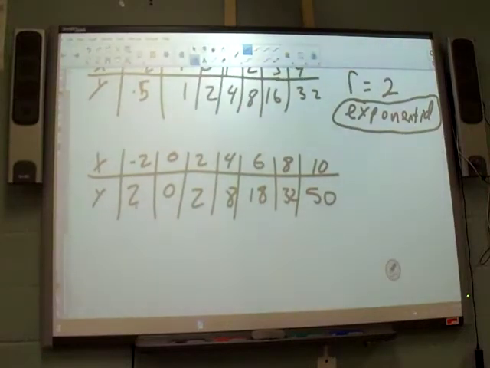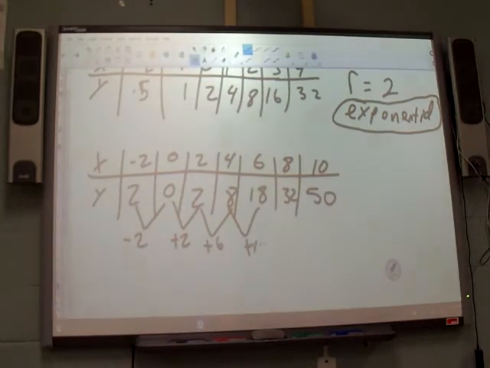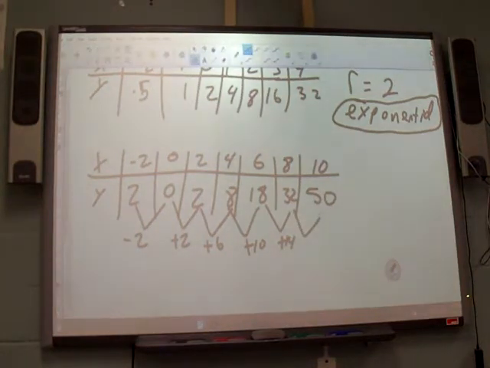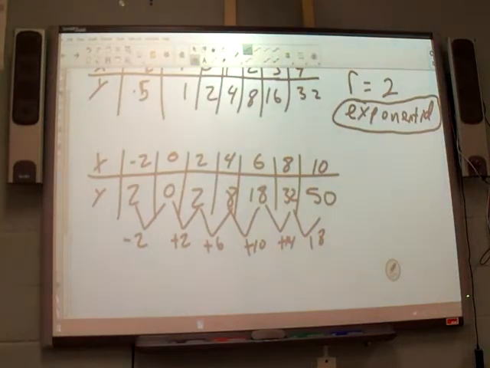If I went on my first level here, I would say that one goes down 2. That one goes up 2. That one goes up 6. That one goes up 10. That one goes up 14. That one goes up 18. Okay, so there's my first level of differences.